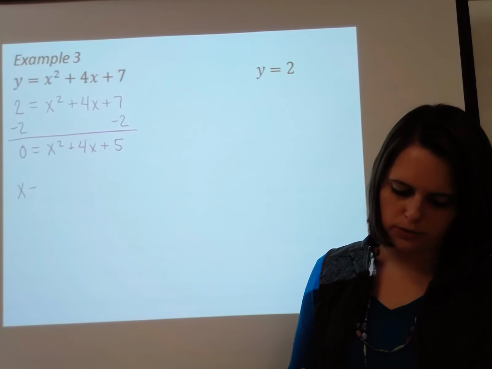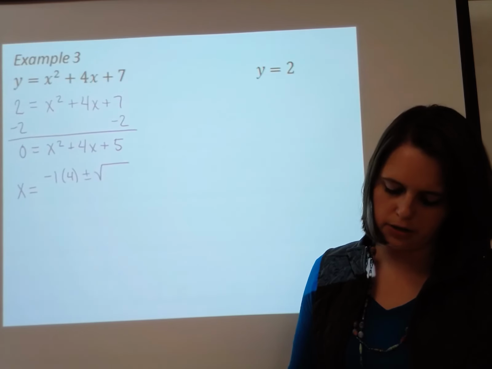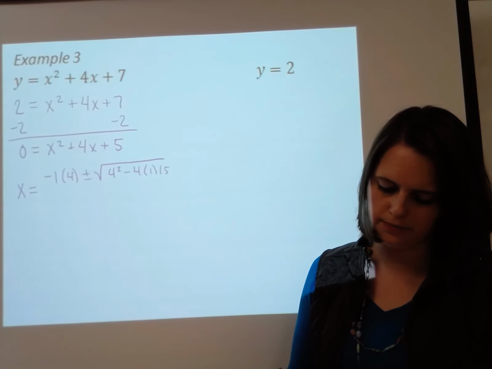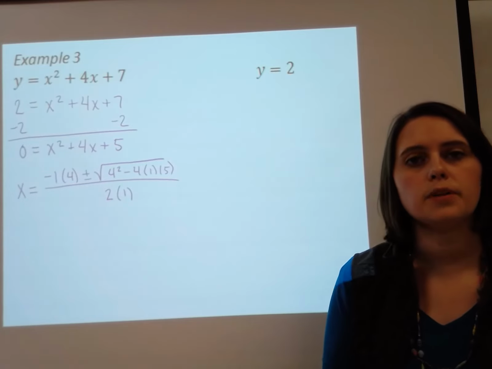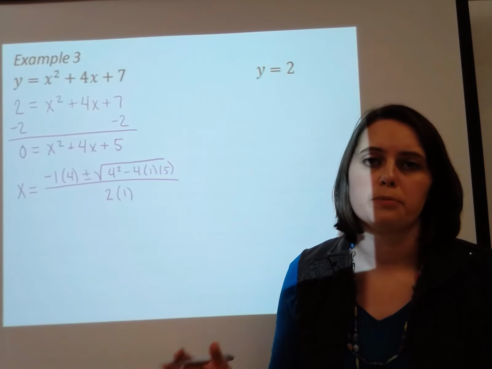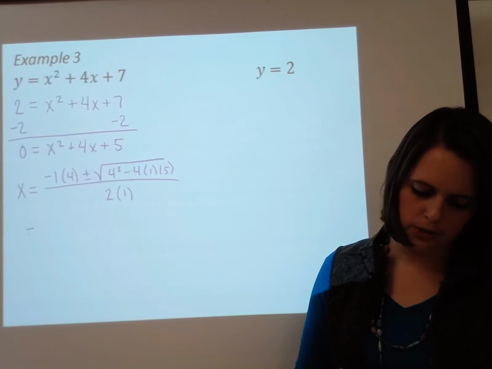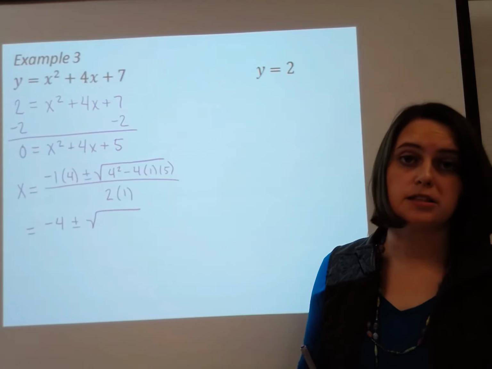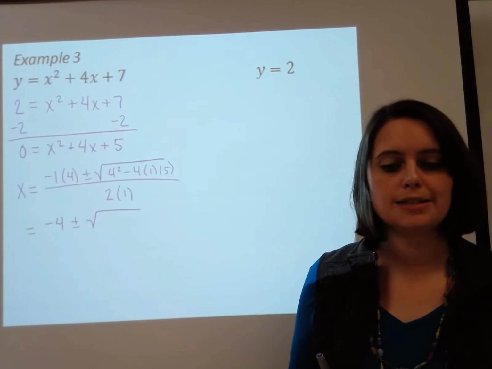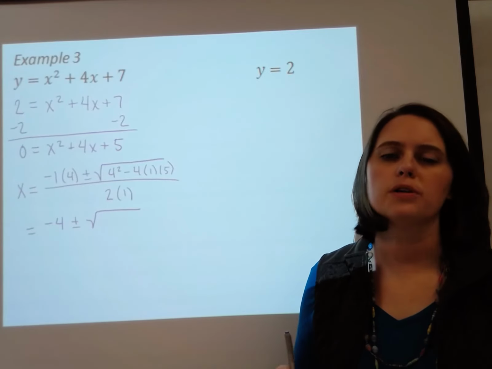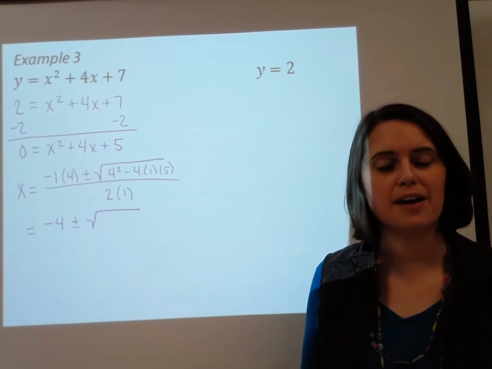So x equals negative b plus or minus the square root of b squared minus 4ac, all over 2a. When you simplify the quadratic formula, again, remember to do each piece at a time. So negative 1 times 4 gives us negative 4, plus or minus, the value that's the discriminant, the 4 squared gives you 16, minus 4 times 1 times 5, so 4 times 5 is 20.